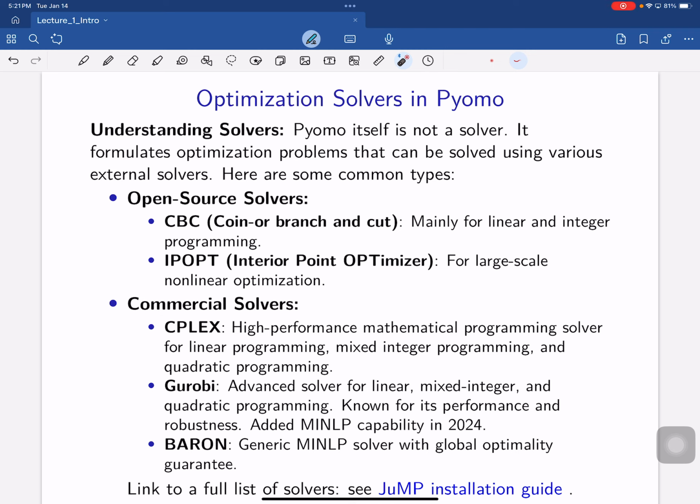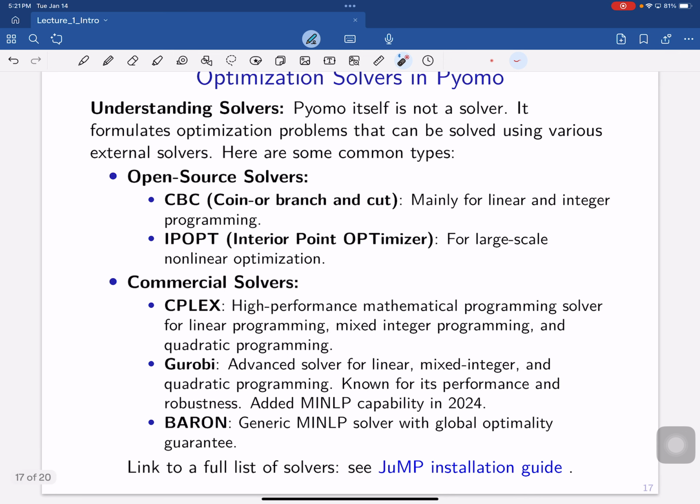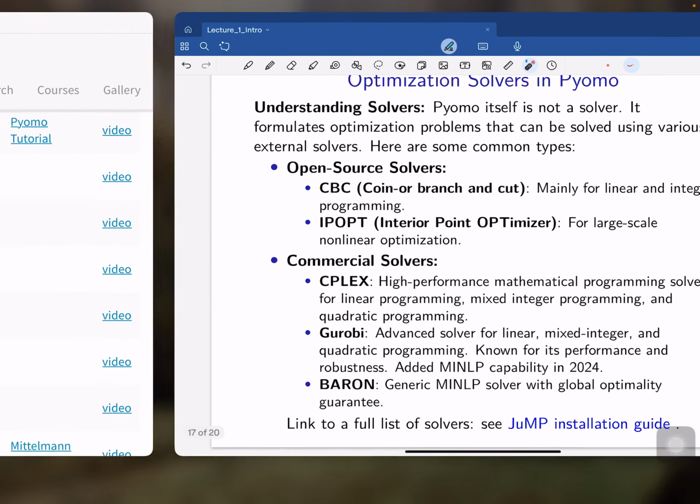So we will talk about open source solvers. That means these solvers are free. You can even get the source code of those solvers. One of them, IPOPT, was actually developed by a chemical engineer, and it is still one of the best solvers in nonlinear optimization. And there are also well-known commercial solvers like CPLEX, Gurobi, and BARON. We will talk about them in detail. And if you are curious about the list of solvers that can solve optimization problems, there is a link below. Let me show you real quick.